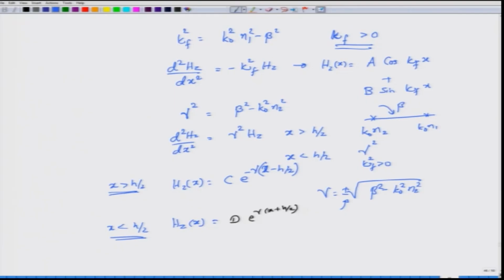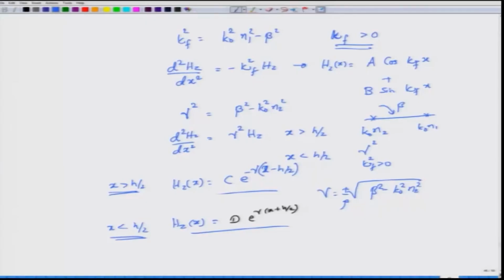So, unlike the previous case where we had fields which were 0 completely outside the waveguide, now the fields are non-zero outside the waveguide. So, we have 3 solutions now: one corresponding to the field in the film, the solution corresponding to the field in the cover, and the solution corresponding to the field in the substrate. As I told you, I have assumed that this slab waveguide is a symmetric waveguide. Therefore, cover and substrate both have the same refractive index.